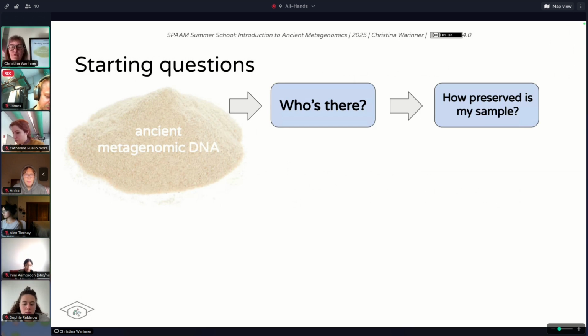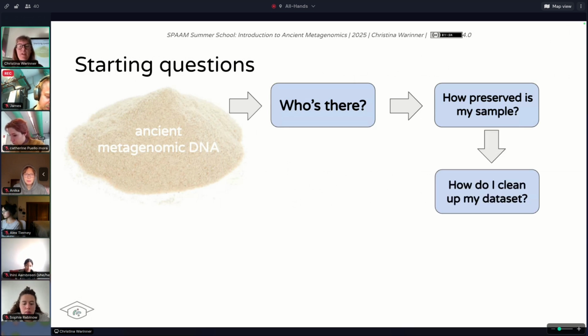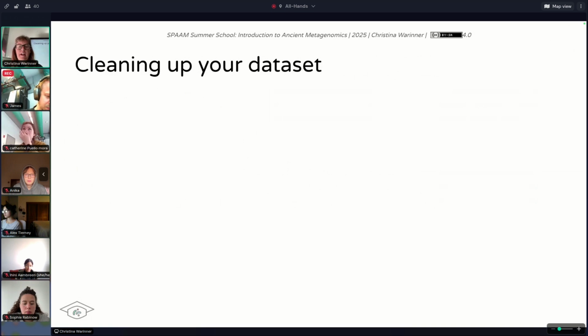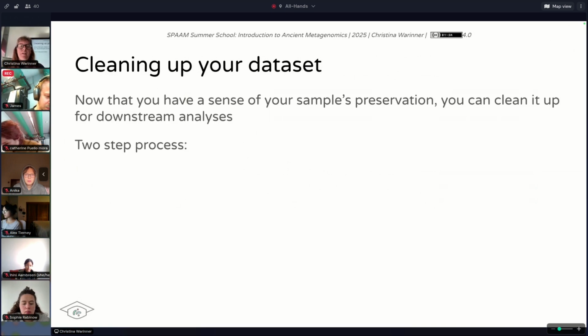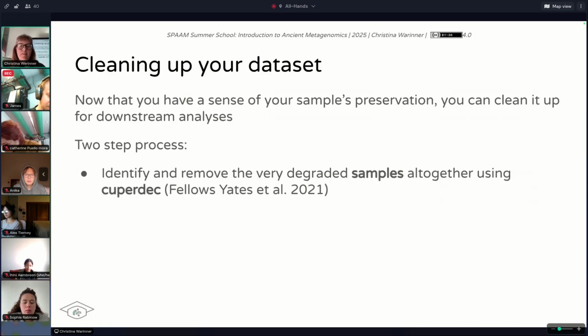All right, so we've gotten through who's there and how preserved is my sample. Now let's talk about how we're going to clean it up. This is a two-step process. The first step we usually do is we just identify the samples that we think are too degraded to carry forward. They're so altered by time and decomposition processes that we really feel like there's nothing that we can do with them. So we can first identify and remove those very degraded samples using a tool called CupriDeck.